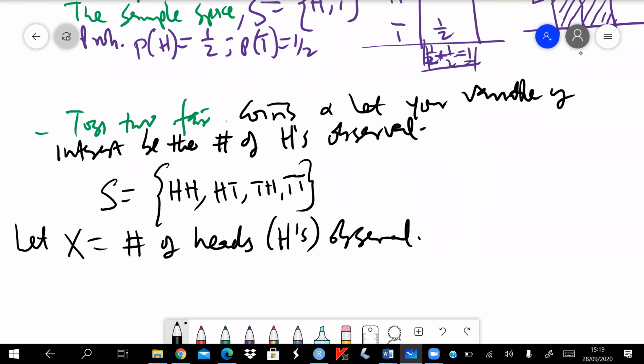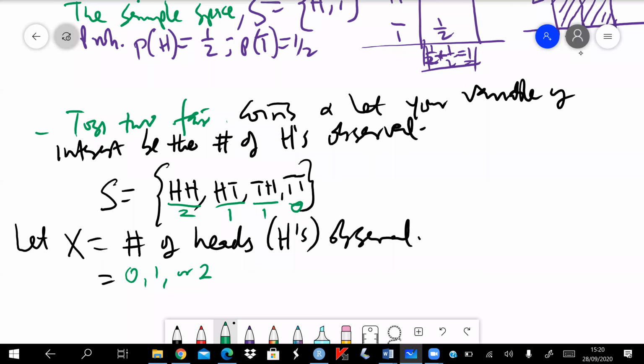And you notice that the number of heads can range from 0 to 2. Like in this case here, these are 2 heads. This is just 1 head. This is 1 head. This is 0 heads. So X here takes the values 0, 1, or 2. Okay, and then each one of them has a corresponding probability.